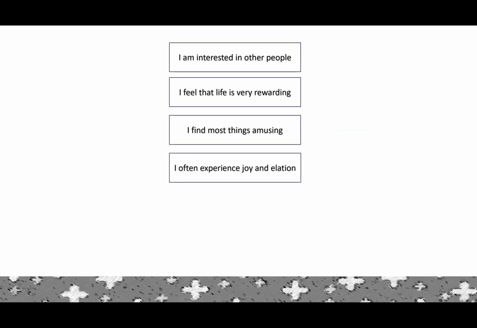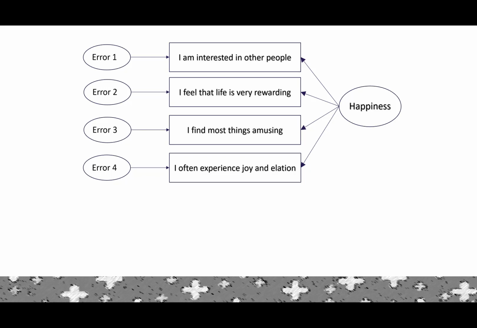Now, how would we visualize this if we wanted to put it in a diagram? Let's say we have a scale of happiness, and it has these 4 items, which people have to endorse. 1. I am interested in other people. 2. I feel that life is very rewarding. 3. I find most things amusing. And 4. I often experience joy and elation. So your participants' scores on these items are what you observe directly, and they are a function of an unobserved latent trait, in this case happiness, but also a function of what we call error.